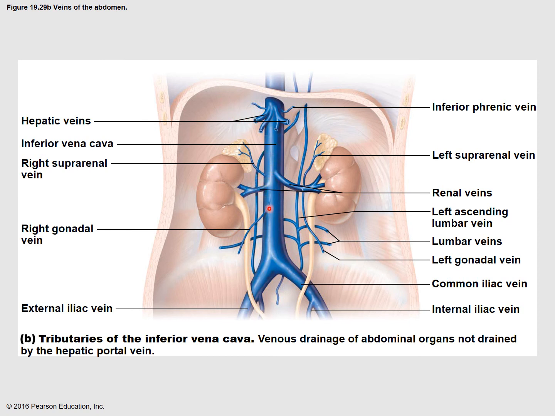This is the right suprarenal, left suprarenal veins coming in. Here are the renal veins. They drain into the renal veins, which come into the inferior vena cava. And then you've got your common iliac veins coming in. Here's the external. You have the internal. They're all going to merge together, forming that inferior vena cava.